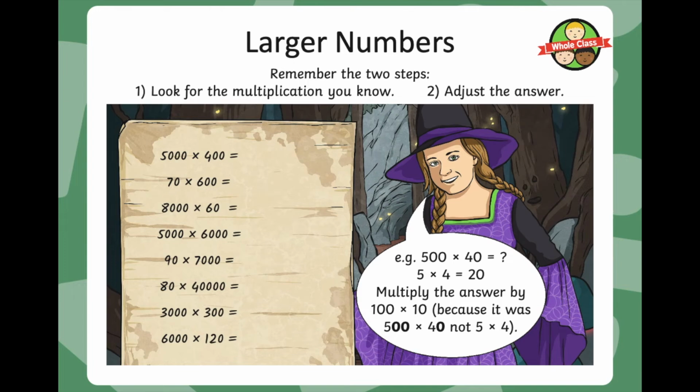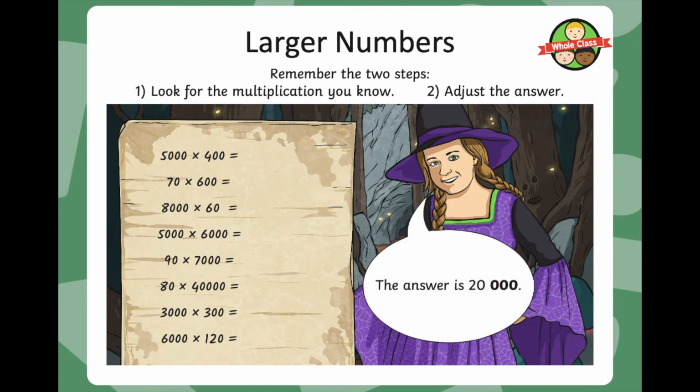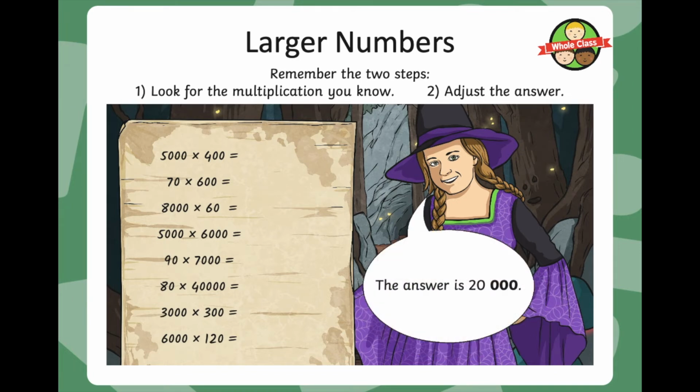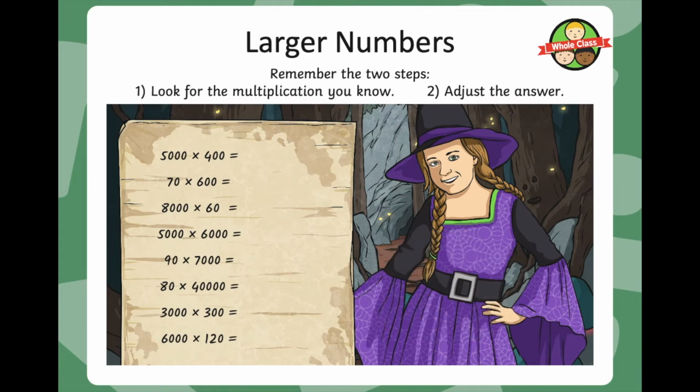For example, 500 times 40, well, we know that 5 times 4 equals 20. So you need to multiply the answer by 100 times 10 because it was 500 times 40, not 5 times 4. The answer is 20,000 because if we just go back here, 100 times 10 is 1,000, so it needs to be 1,000 times bigger than whatever 5 times 4 is, which is 20, so it's 20,000. Okay, pause the video here and have a go at the calculations.